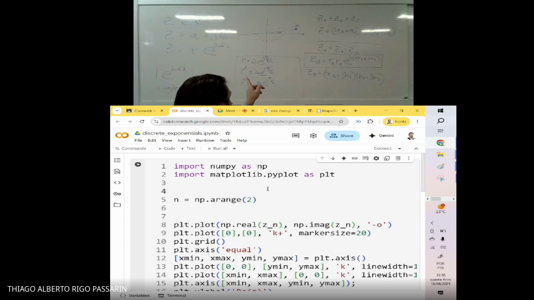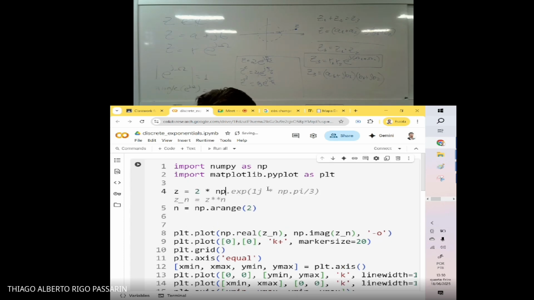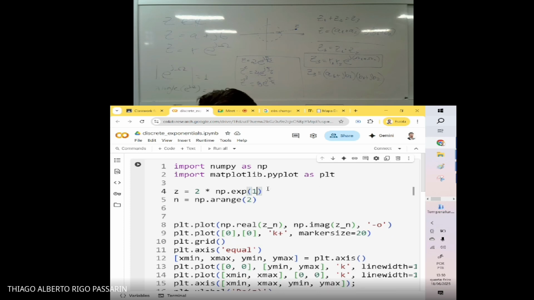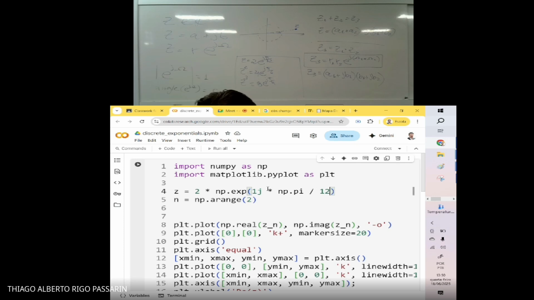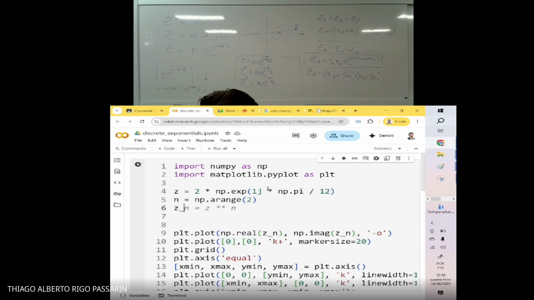z equals 2 times np.exp of 1j times np.pi over 12, 15 degrees. Now our z of n will be, that's right, z to the power of n.